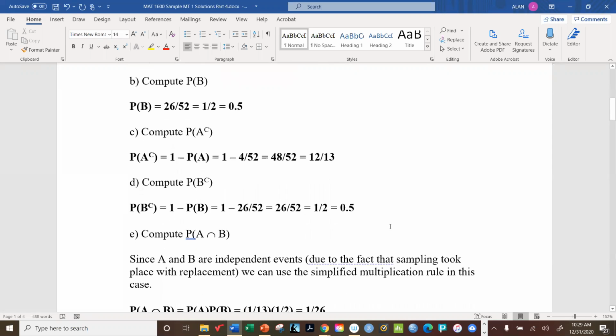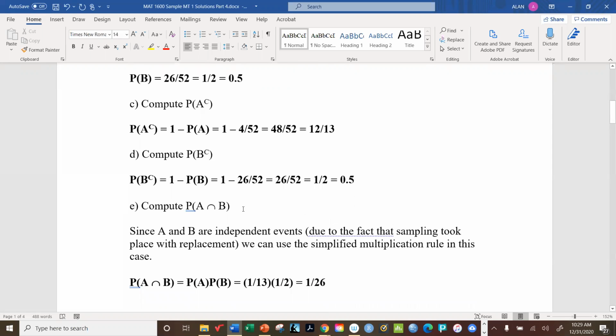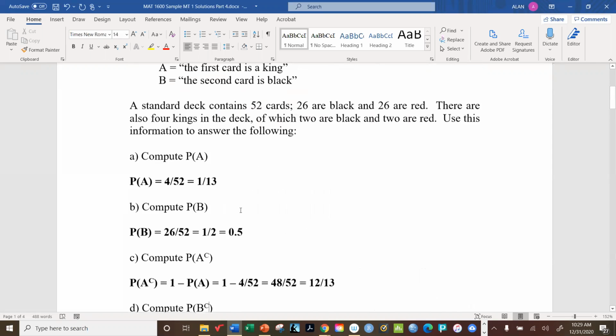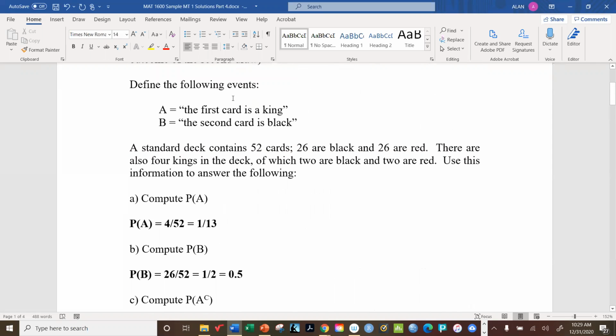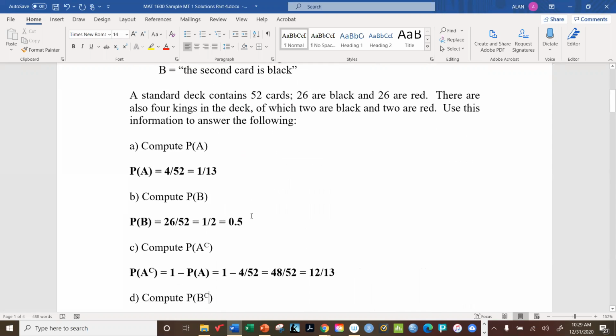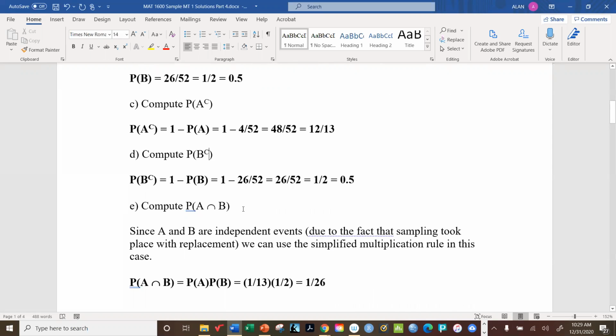All right, now this is the first tricky one, the probability of A and B. In other words, the probability of getting a king on the first draw and a black card on the second draw. Since we've already seen that A and B are independent of each other, we can therefore use the simplified multiplication rule here.